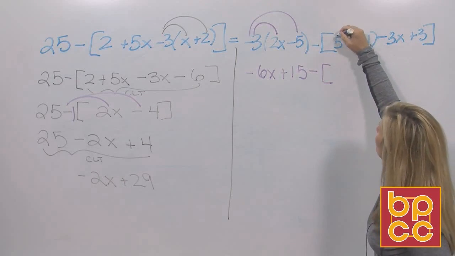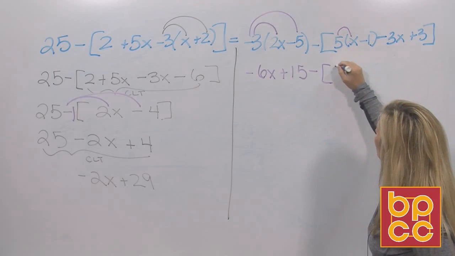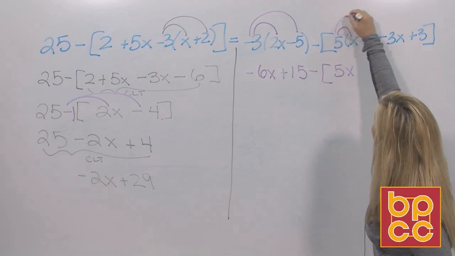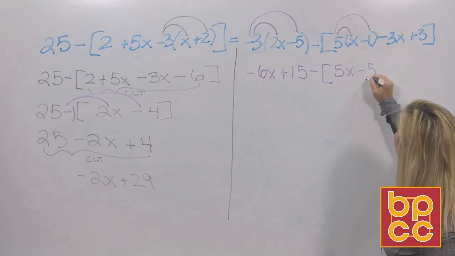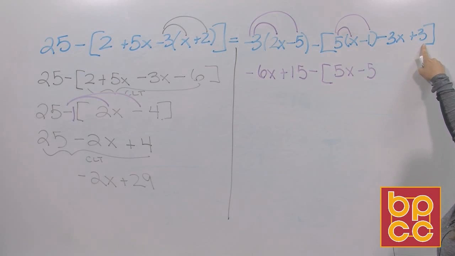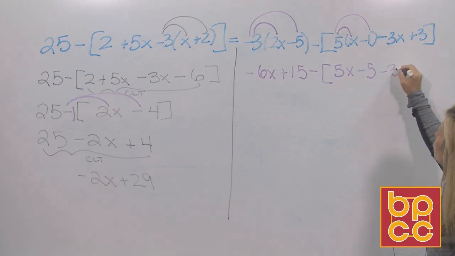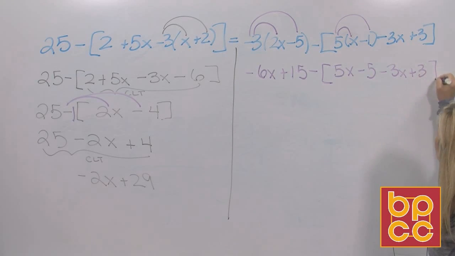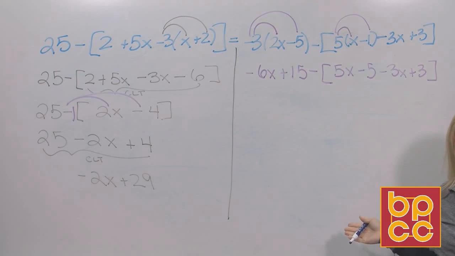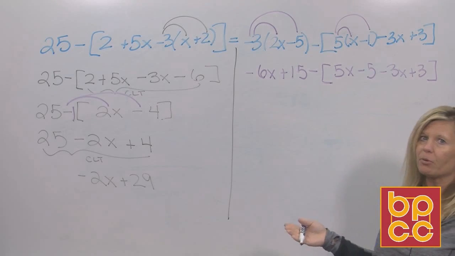Here's our next parentheses. 5 times x is 5x. 5 times negative 1 is negative 5. We're not going to distribute here because it's not a parentheses. We're just going to bring those terms down. Step 1's done. We got rid of parentheses. Step 2 is get rid of fractions or decimals. We don't have that. Step 3 is to collect like terms.